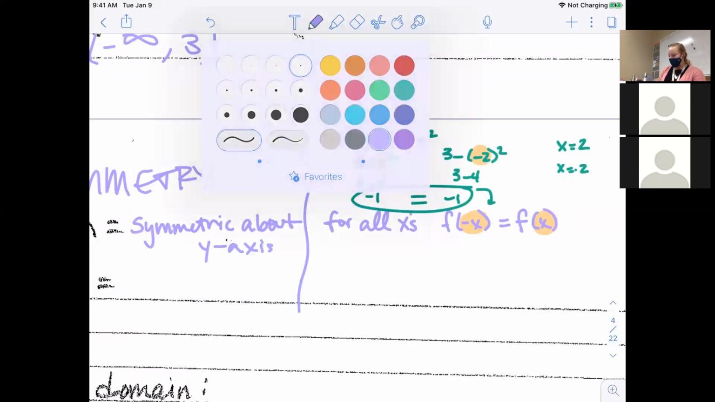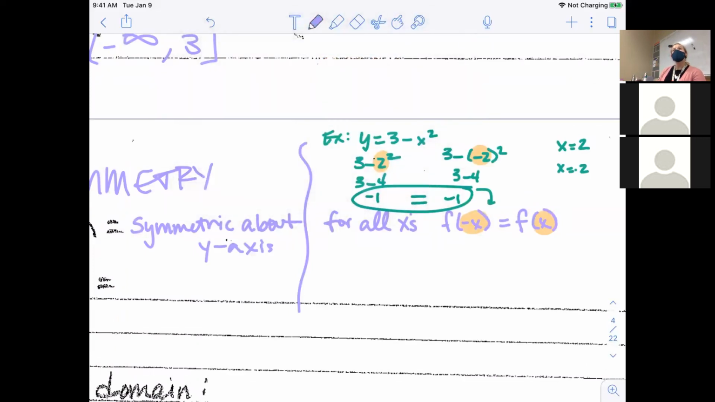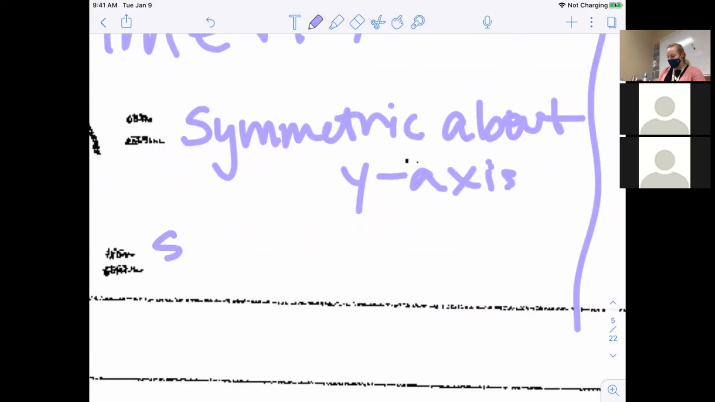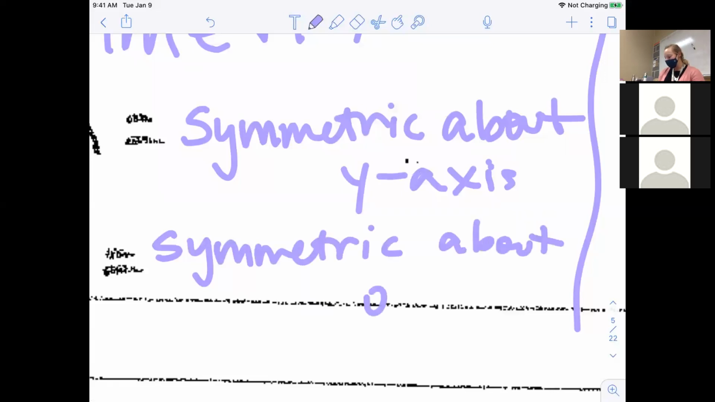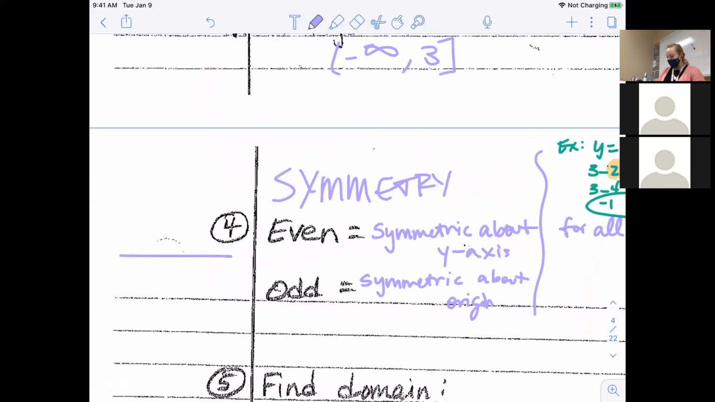Now, if it's an odd symmetry, that one's a little bit funnier to see on the graph, I'm going to be honest with you. It means that it's symmetric about not the x-axis, but the origin. Real quickly, you don't have to draw this, just listen to me. If it was symmetric about the x-axis, it would be like this sideways parabola.